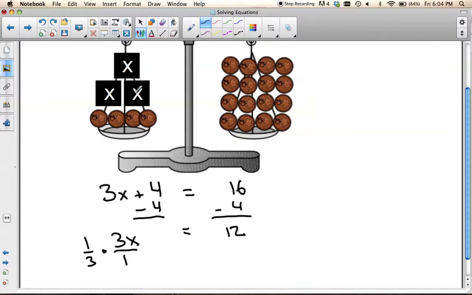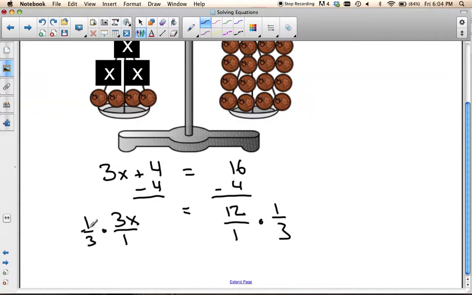But like we just saw, whatever I do to one side of the scale, I have to do to the other. So on this side, I'm reducing by a third. On this side, I'm doing the same thing by a third. So 1 divided by 1 will give me 1, 3 divided by 3 will give me 1, which leaves me with 1x. And on the other side, 1 divided by 1 will give me 1, and 12 divided by 3 will give me 4. So my 1x should be equal to 4.